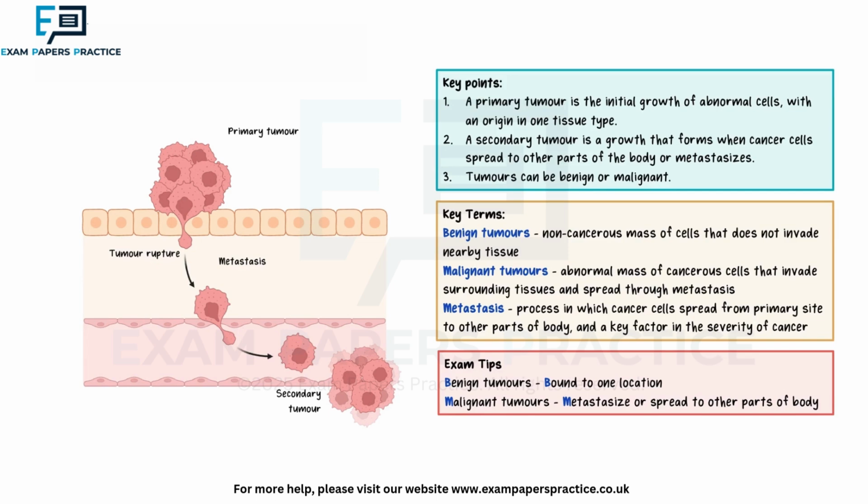Understanding the distinction between benign and malignant tumors is crucial because it influences treatment and overall prognosis. Benign tumors are often treated with surgical removal, while malignant tumors typically require more aggressive treatments, such as chemotherapy, radiation, or targeted therapies due to their potential to spread.